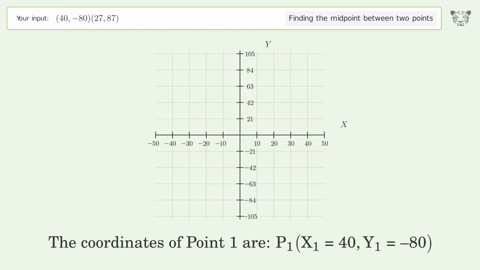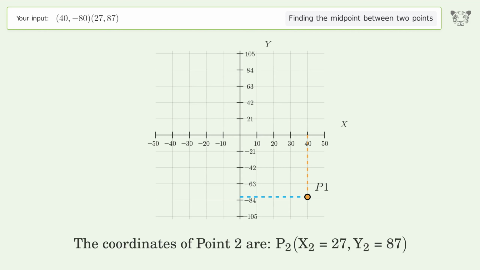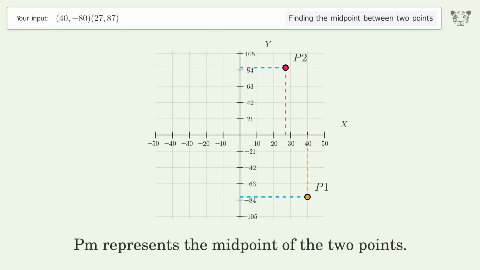The coordinates of point 1 are x1 equals 40, y1 equals negative 80. The coordinates of point 2 are x2 equals 27, y2 equals 87. PM represents the midpoint of the 2 points.